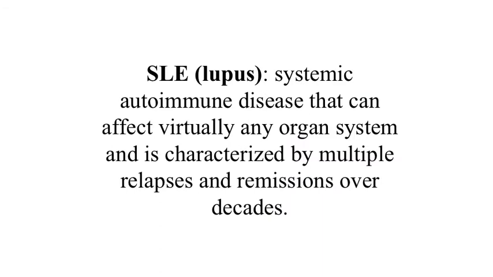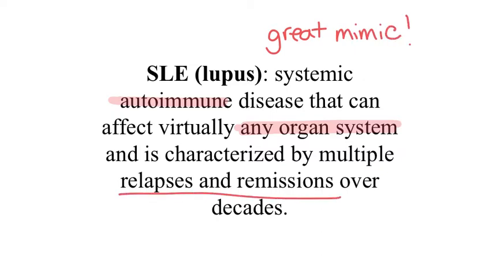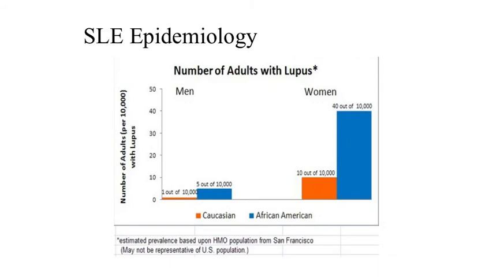In the case of lupus, this is a systemic autoimmune disease that can affect virtually any organ system in the body. In fact, it is sometimes called the great mimicker because it can look like a lot of other disease states. It is characterized by multiple relapses and remissions over decades. Because lupus can affect virtually any organ system in the body, depending how it presents in an individual patient, no 2 cases of lupus are alike.